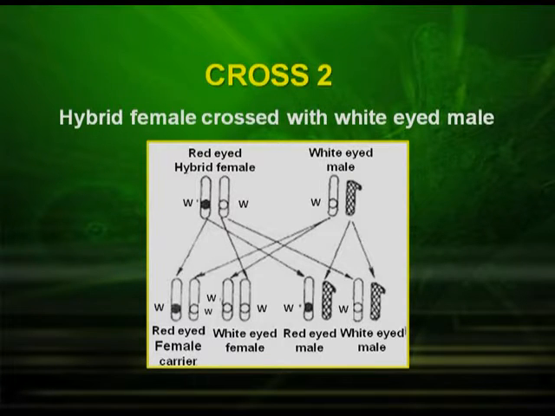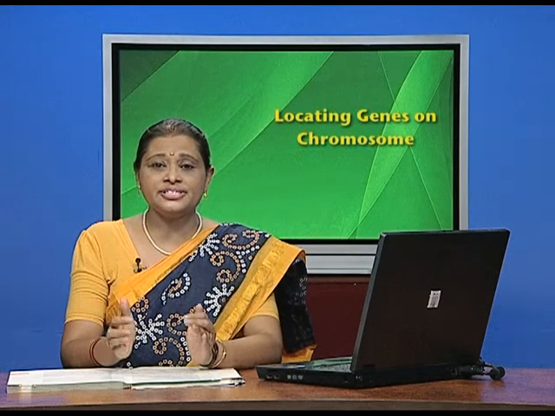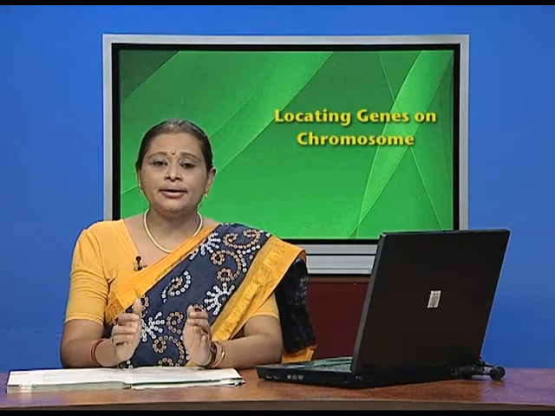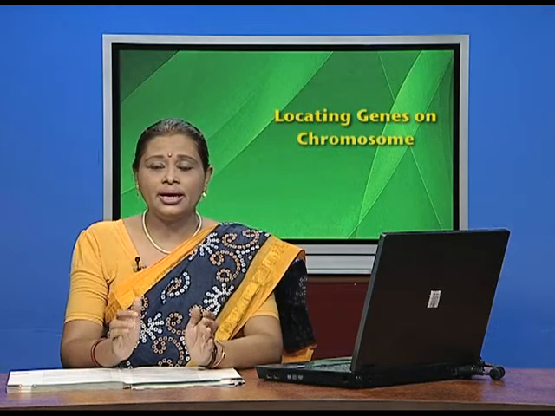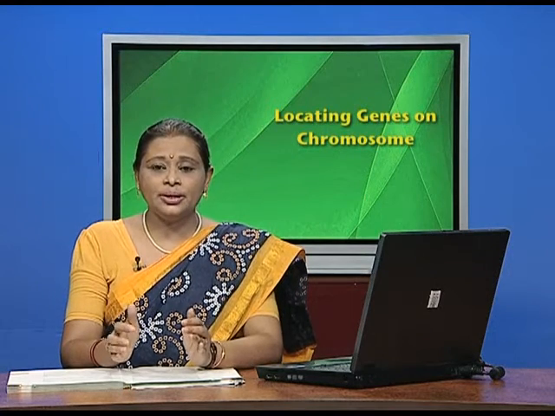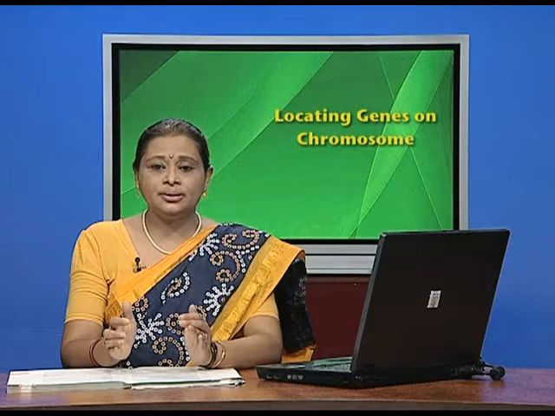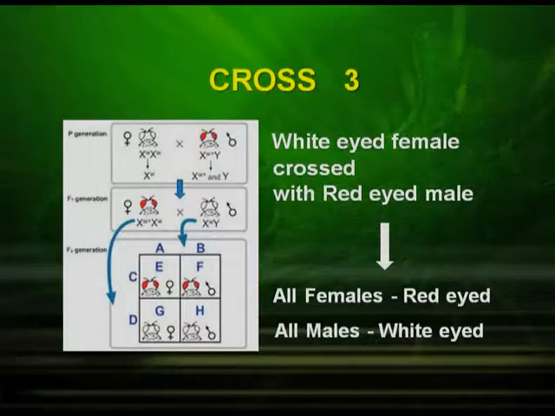Now, let us see what he observed. In the generations that were obtained, there were red-eyed females, red-eyed males, white-eyed females and white-eyed males. He wondered what happened to the red-eyed male. So, he made the third cross. The third cross was between the white-eyed female and the red-eyed male.